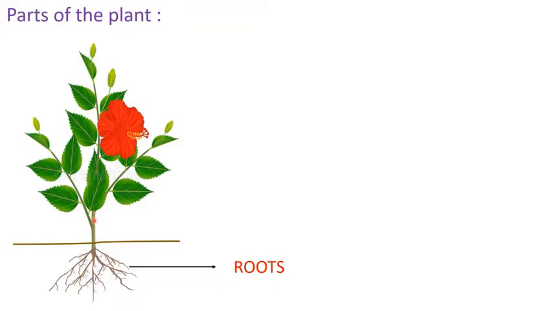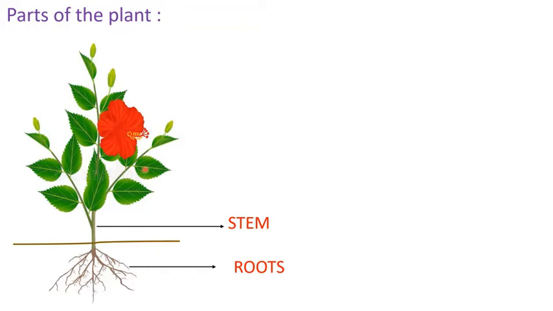Children, which part is this? Yes, it's a stem. The stem is the part of the plant which is found above the ground. A stem is the support system of the plant which helps the plant to stand straight, and it takes water and all the good things from the roots and sends it to all the parts of the plant.